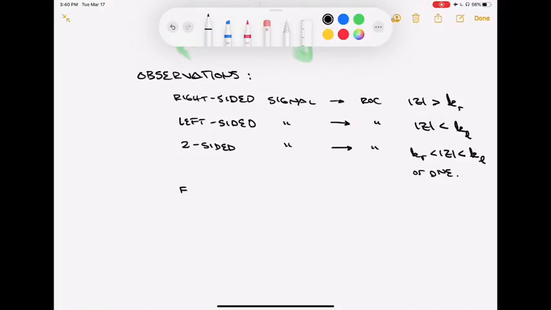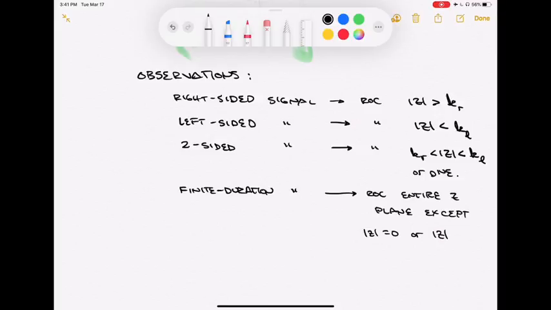The final one we might talk about is a finite duration signal. If I have a finite duration signal, you'd never be going out to n equals plus or minus infinity. That's going to help us in our convergence. So the region of convergence is usually the entire z-plane, the entire z-plane except for norm z equaling 0 or norm z equaling infinity.